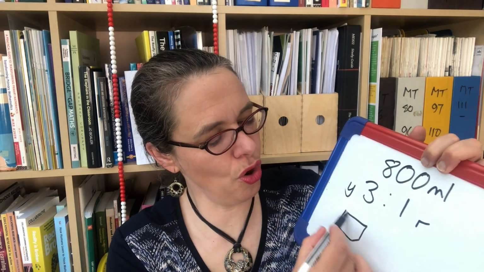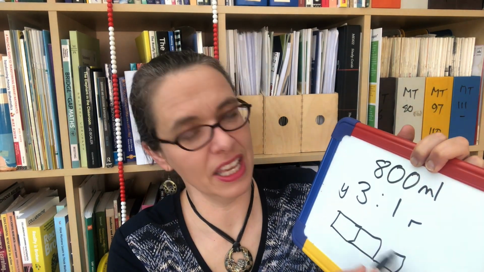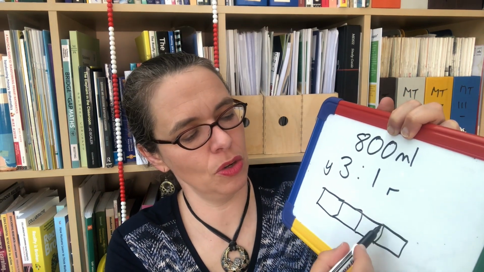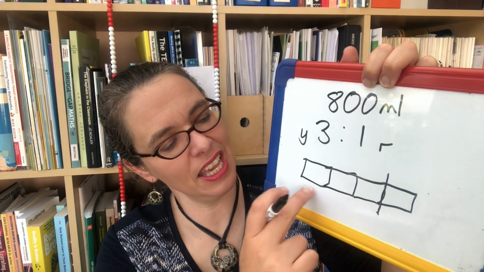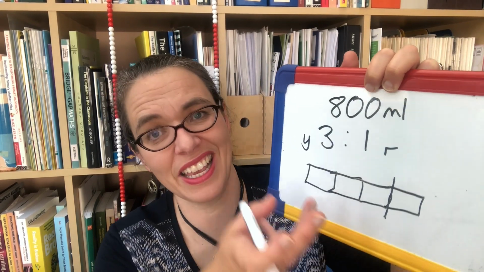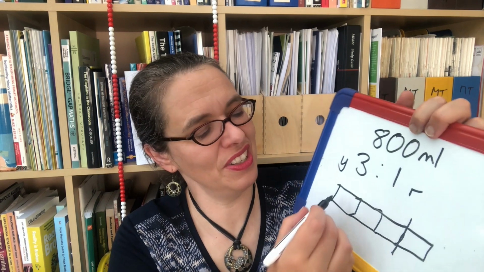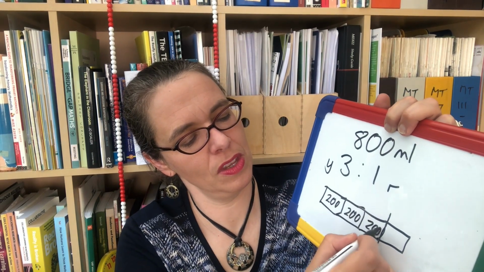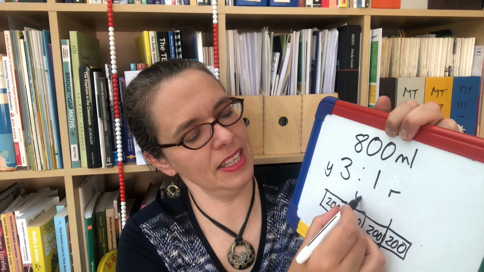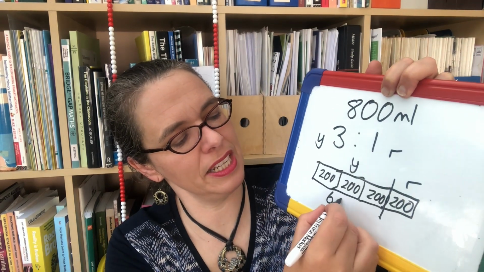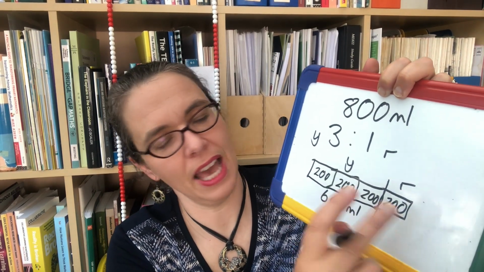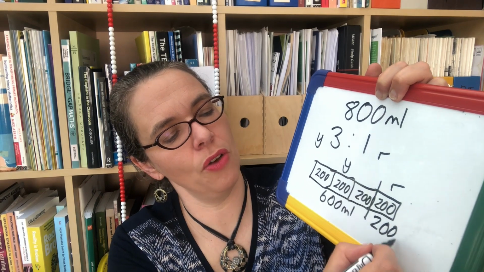The key here is to get children drawing a quick proportion bar. It is 3 shares to 1 share, like that. And they're going to have to share their 800 millilitres into 4 equal parts. They can see that. With a bit of thought, they should get 200 millilitres in each part. This is yellow, that's red, and they know that their answer is 600 millilitres of yellow and 200 millilitres of red Play-Doh.